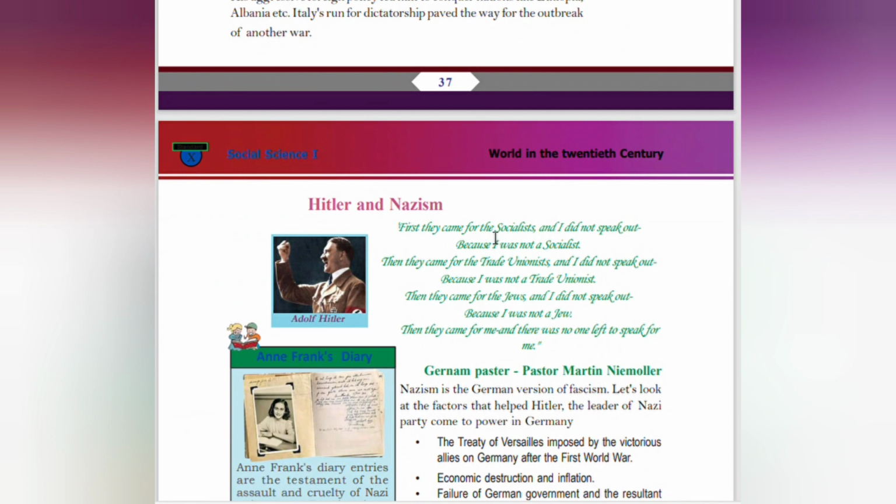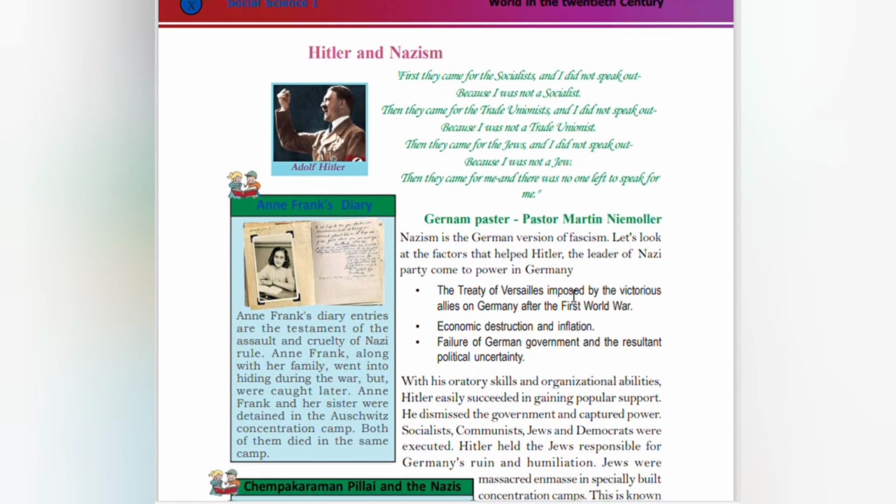Hitler and Nazism. "First they came for the socialists, and I did not speak out because I was not a socialist. Then they came for the trade unionists, and I did not speak out because I was not a trade unionist. Then they came for the Jews, and I did not speak out because I was not a Jew. Then they came for me, and there was no one left to speak for me." German Pastor Martin Niemöller. Nazism is the German version of fascism.